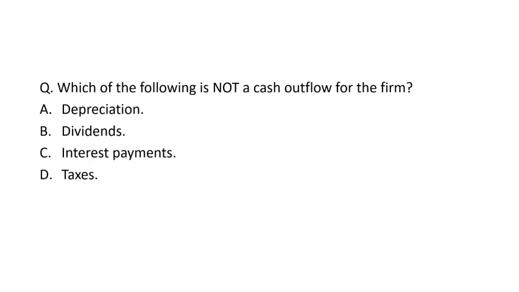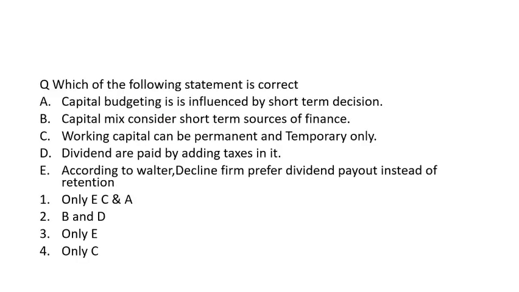Let's see which of the following is not a cash outflow of the firm: depreciation, dividend, interest payments, and taxes. So obviously dividends are your cash outflows. Then you are making the payment of interest either on loan or on debt, so this is also an outflow. You are paying taxes to the government, this is also an outflow. The non-outflow will be option number A, depreciation. Okay, now let's see the next question.